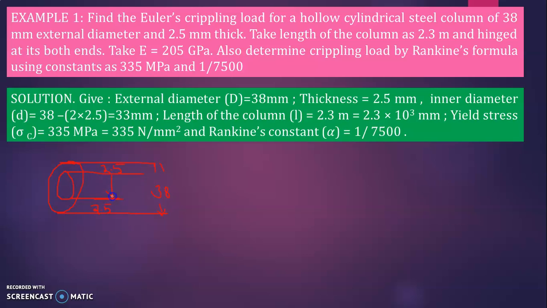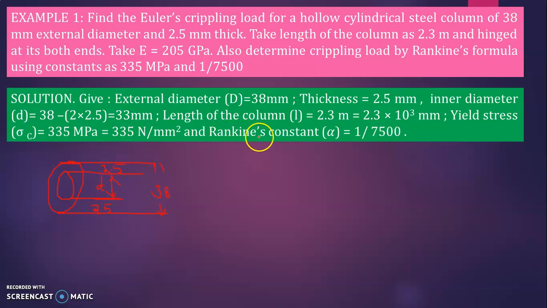You have to find what this is. That is 38 minus 2.5 minus 2.5, which is small d. So 38 minus 2 times t is equal to 33 mm. If internal diameter is not given, you have to calculate it like this: capital D minus 2t, where t is thickness. That's how you get small d. Here it is 33 mm.